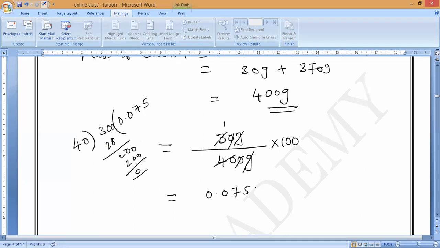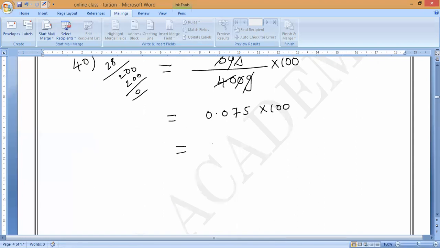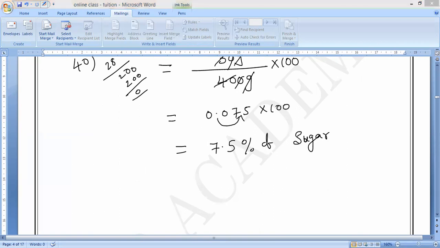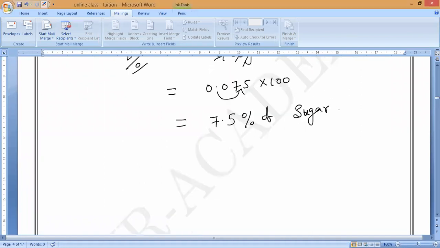Now 0.075 into 100. Into 100 means the decimal moves two places, so 7.5. That is what I said: two decimals. So 7.5% of sugar. Do you understand? 7.5 is the concentration of sugar, that is, a 7.5% sugar solution. Understand all of you?